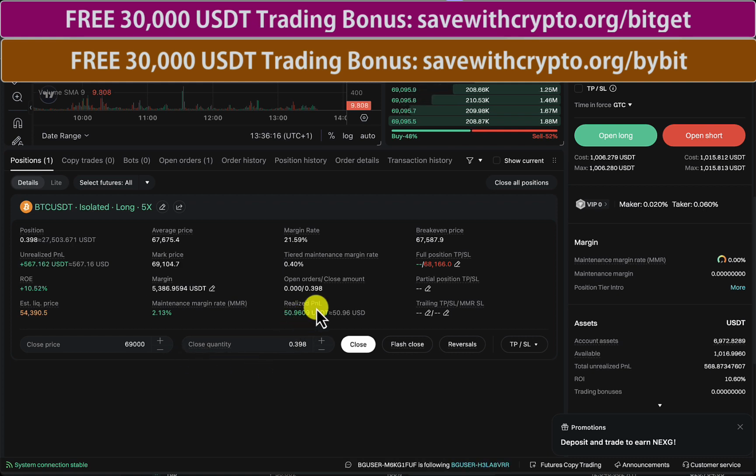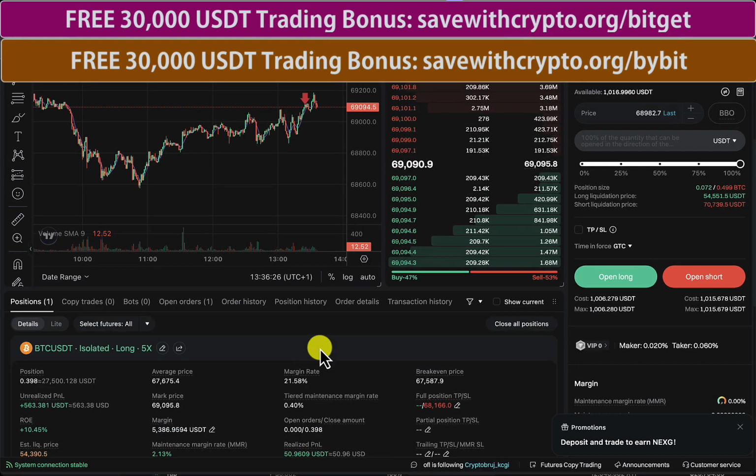And realized profit is $50, unrealized profit 566. So that's great to see this green again, isn't it? Rather than seeing that negative sort of negative 50. So yeah, I'm just going to keep doing that and see how we get on.